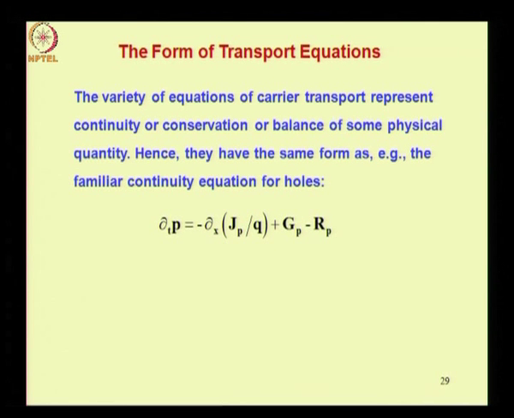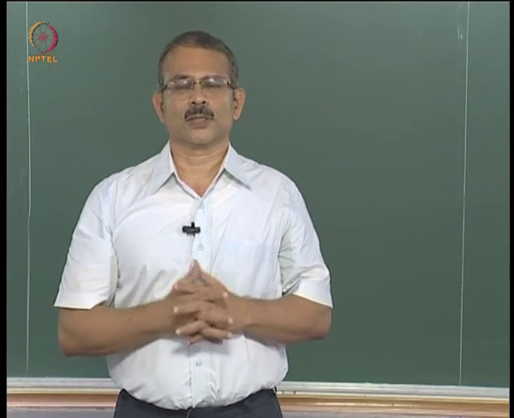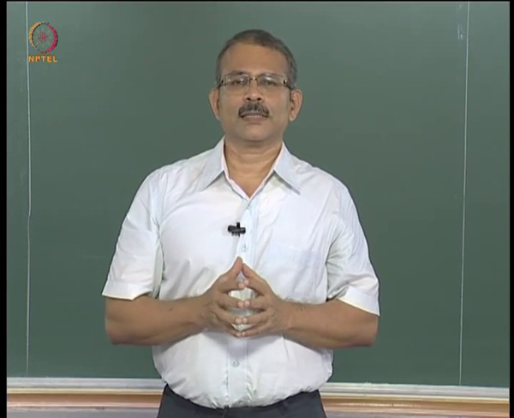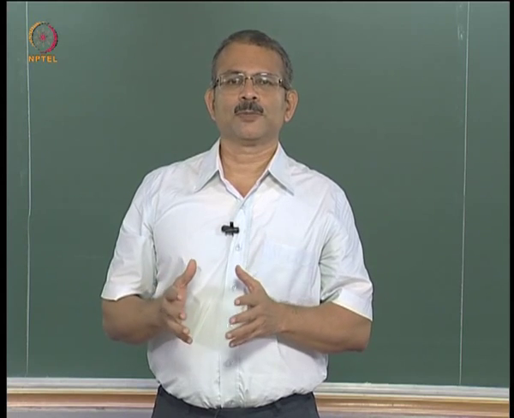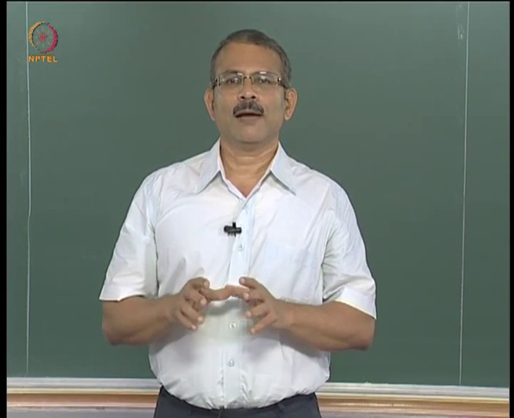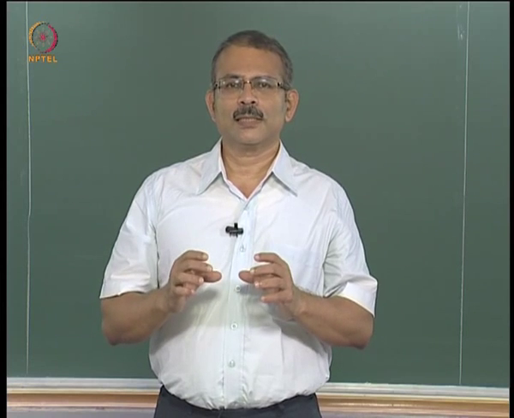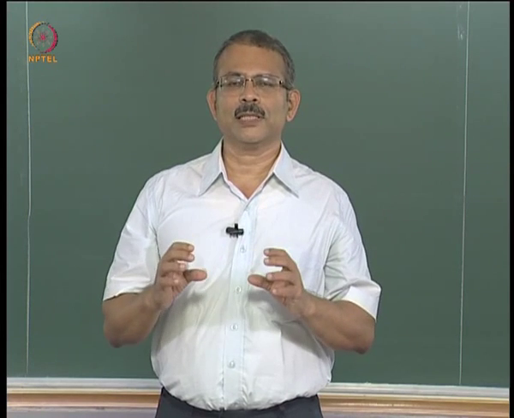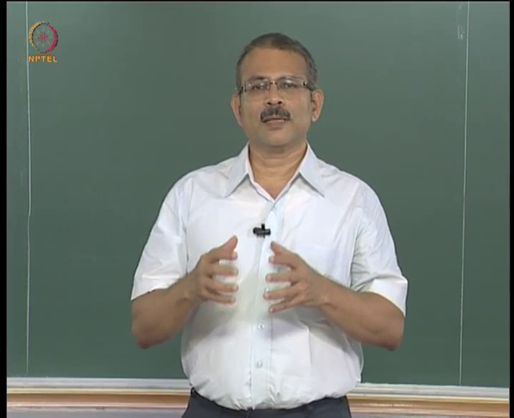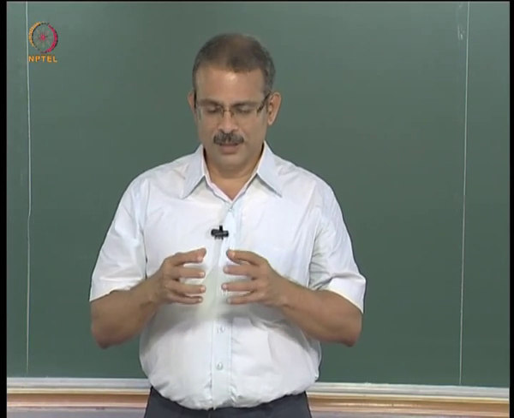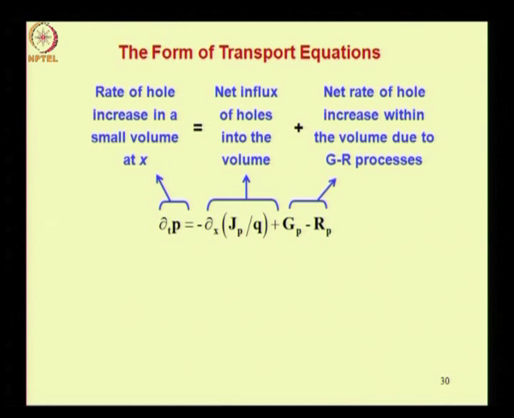So this continuity equation of holes you would have come across in your first level course. Now what is interesting is that many of the equations of carrier transport that we are going to discuss will have this kind of a form. So let us understand the form of the hole continuity equation and see how you can extract some general patterns out of this. So one way of looking at the continuity equation or interpreting the continuity equation in words is the following: dou p by dou t, it represents the rate of hole increase in a small volume at x.